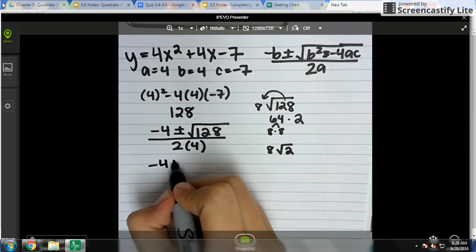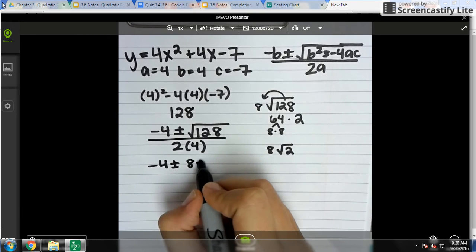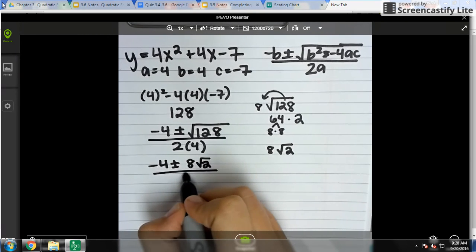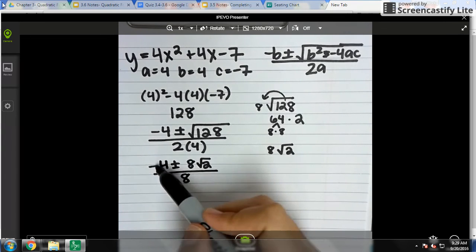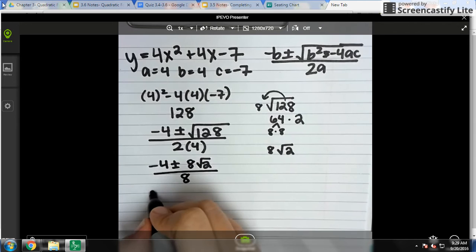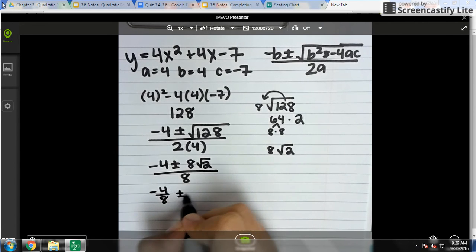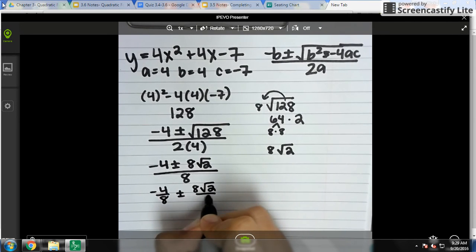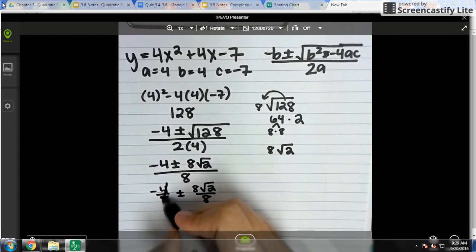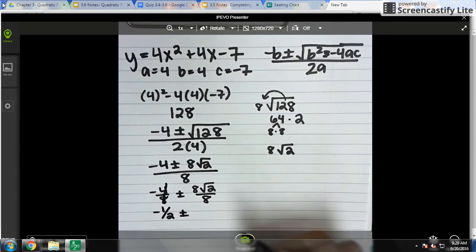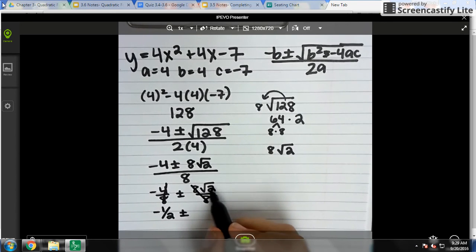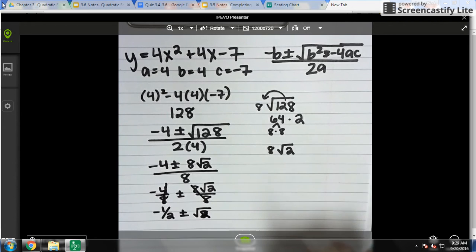So now we can rewrite this as negative 4 plus or minus 8 radical 2 over 8. And now we can simplify this since we have two fractions here. This is negative 4 over 8 plus or minus 8 radical 2 over 8. And negative 4 over 8 simplifies to negative 1/2 plus or minus 8 radical 2 over 8 would just simplify to radical 2.